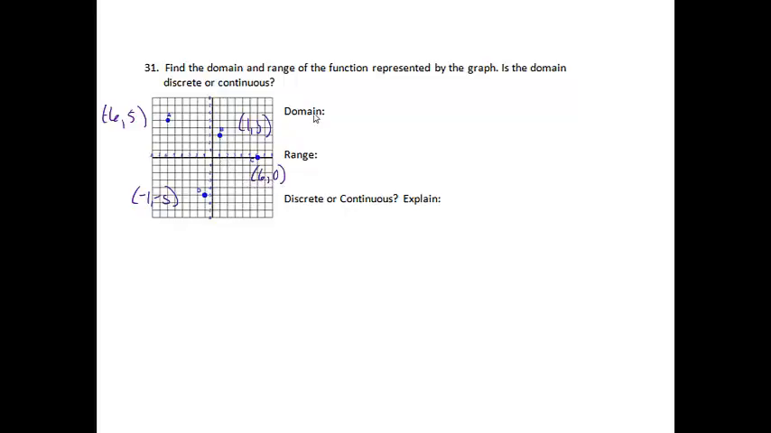So when I'm looking at the domain, it's just all the x values, so it would be -6, -1, 1, and 6. And then the range would be all the y values, which would be 5, -5, 0, and 3. And if you wanted to write those in order, you could. It says, is it discrete or continuous? It is definitely discrete, and the reason is we've learned discrete is just dots, so not every point in the domain is being included, so it is a discrete function.